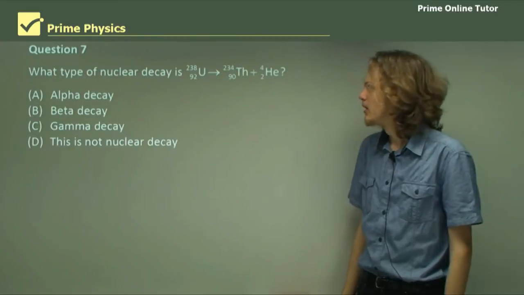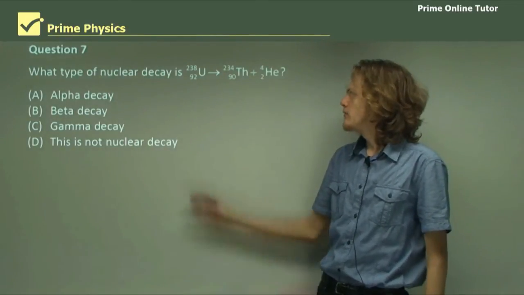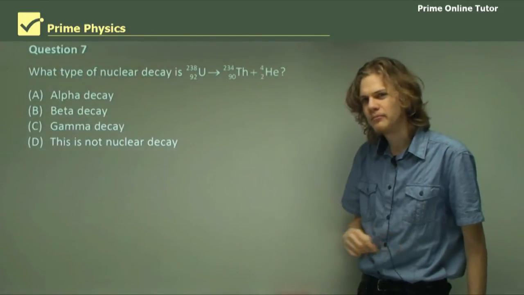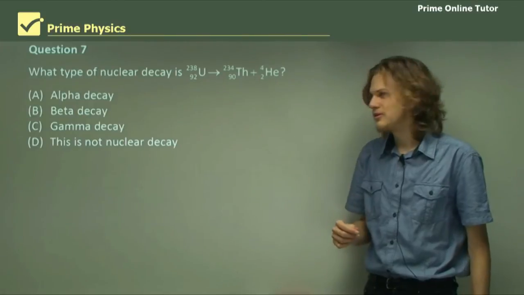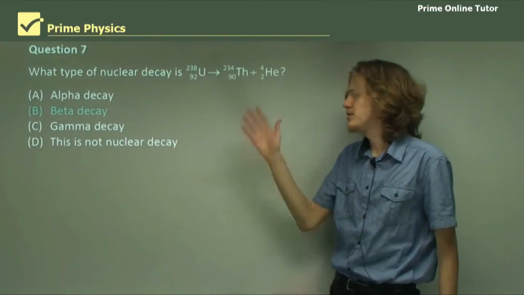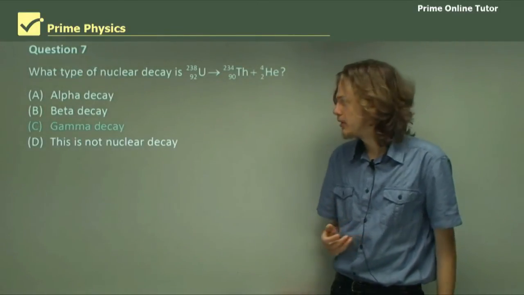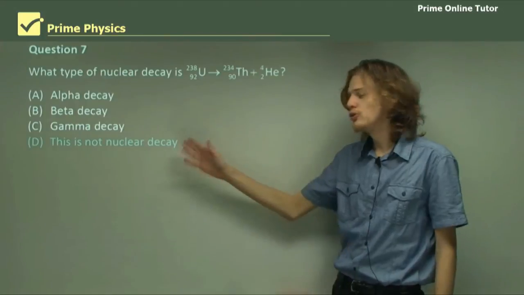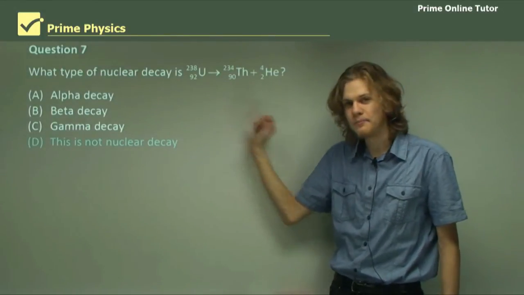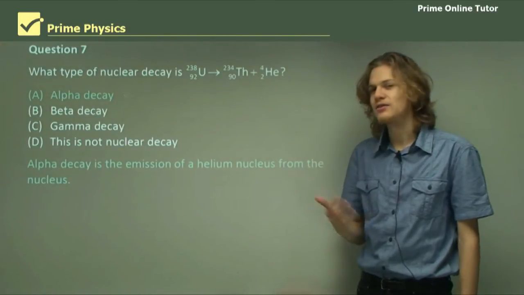Question 7. What type of nuclear decay is this? Well, we have uranium here, thorium here, and a helium nucleus here. So what does that mean? Well, it's not beta decay, because that's an electron or a positron emitted. We can't see any of those. It's not gamma decay, because there are no gamma photons. And it is nuclear decay, because we are having one atom and changing it into a different sort of atom. So it's got to be alpha decay. We can see that A is the correct answer.